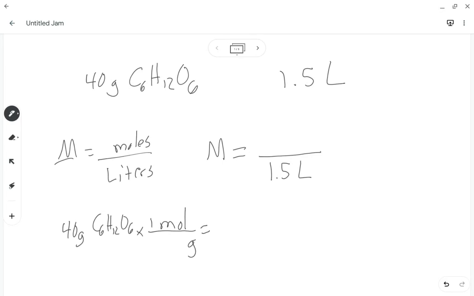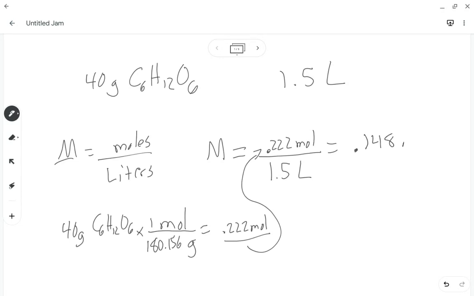into moles. And we're going to say, well, carbon has a mass of 12.01, and we got 6 of those, plus hydrogens, 1.008. We've got 12 hydrogens, plus oxygen has a mass of 16. We've got 6. So this has a mass of 180.156 grams. So we do some real simple math and find that our moles is 0.222 moles. We're then going to take that, plug it in, 0.222 moles, and some pretty simple calculations gives us a molarity of 0.148 molar. So that's how you would do a molarity problem.